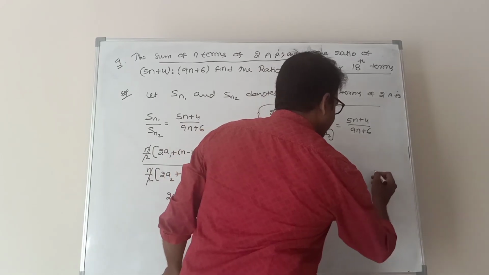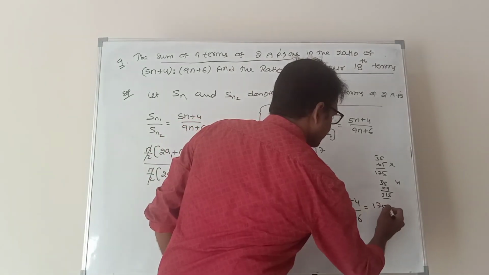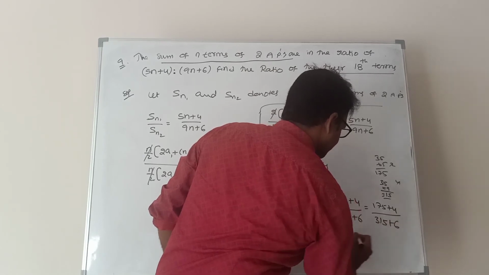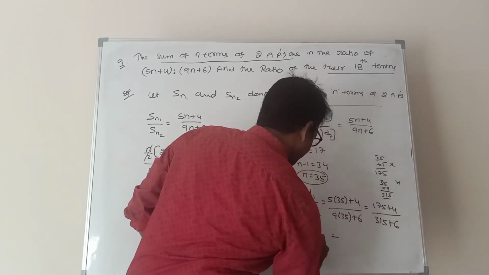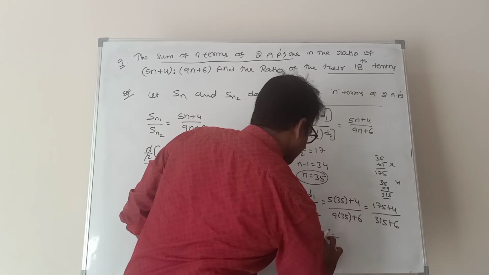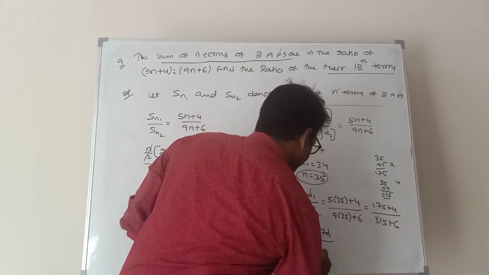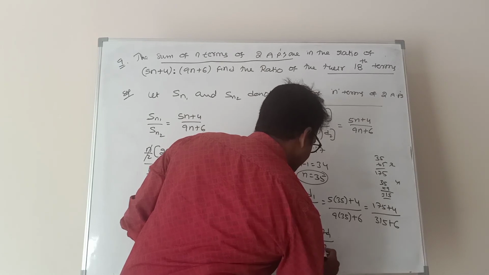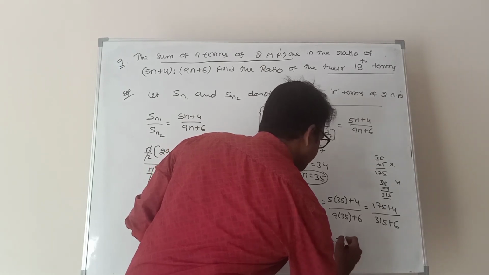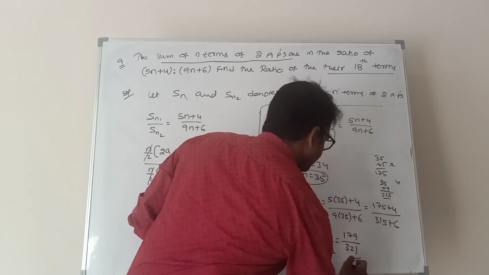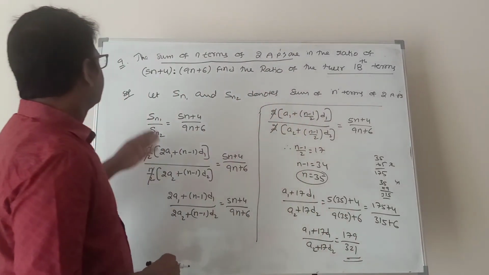5 into 35 is 175, plus 4, by 315 + 6. That means (a1 + 17d1) by (a2 + 17d2) is equal to 179 by 321. This is the answer for the ninth problem.